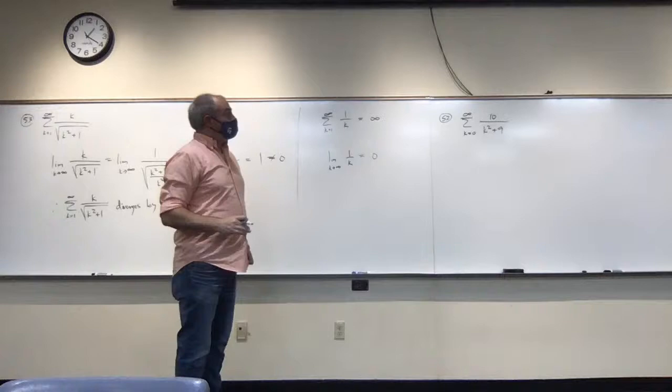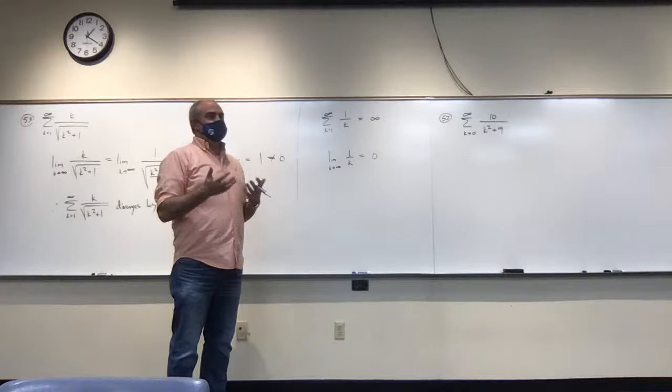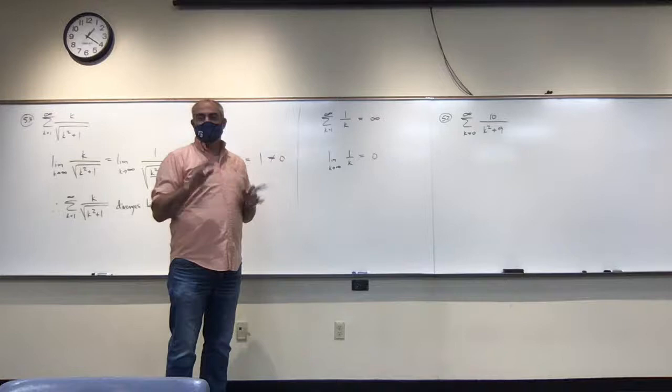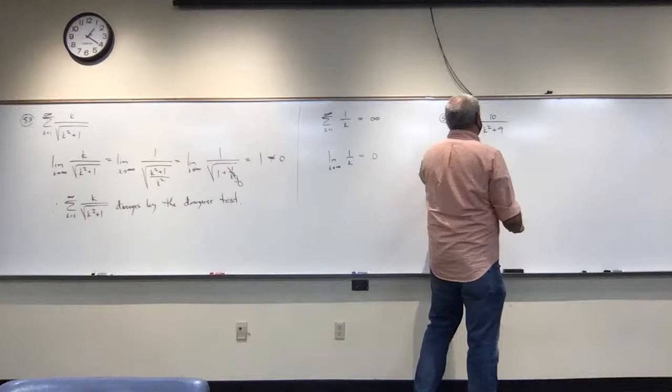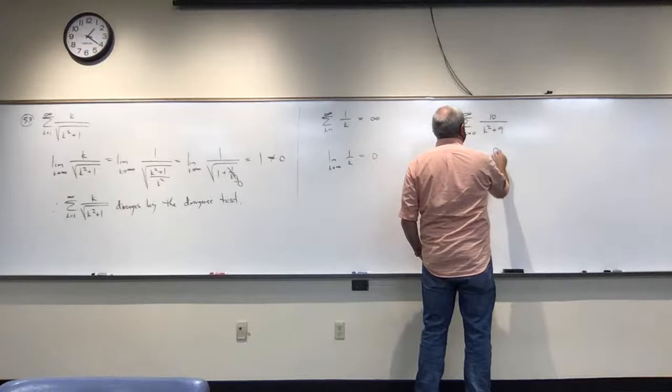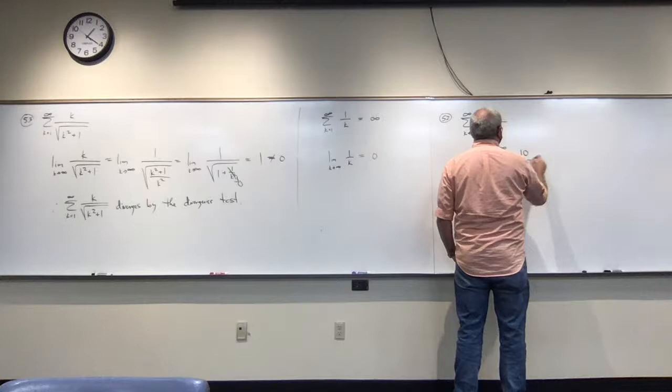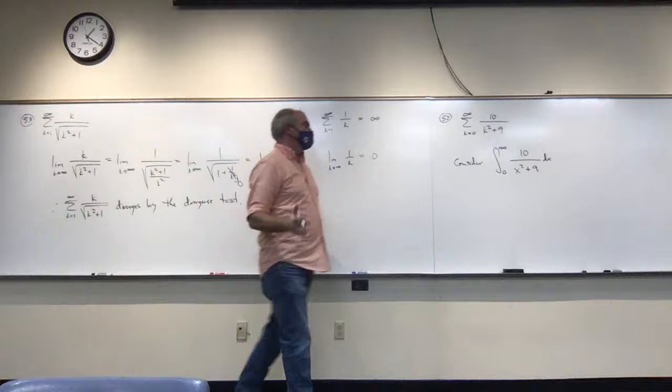All right, this looks a lot like what I would take the antiderivative of to get tan inverse. It's not quite right, but it's close. So what I'd like to do is use the integral test. So I consider this integral, the integral from 0 to infinity of 10 over x squared plus 9 dx. By the way, a good rule of thumb, we don't usually use n's and k's inside of integrals.